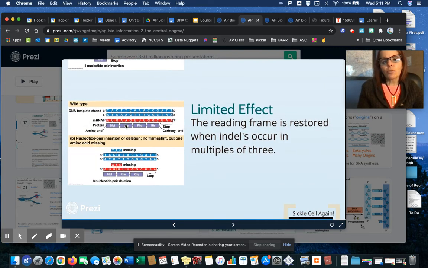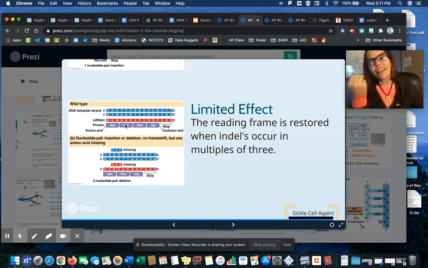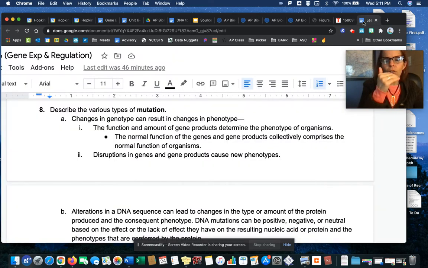And then the last one, limited effect, is where the insertion or deletion actually occurred in a group of 3. And so maybe an entire amino acid is skipped or an entire amino acid is added. But it doesn't screw up everything after the insertion or deletion. And so it might be terrible, but it might not have as big an effect as a frameshift mutation that happened earlier in the DNA.